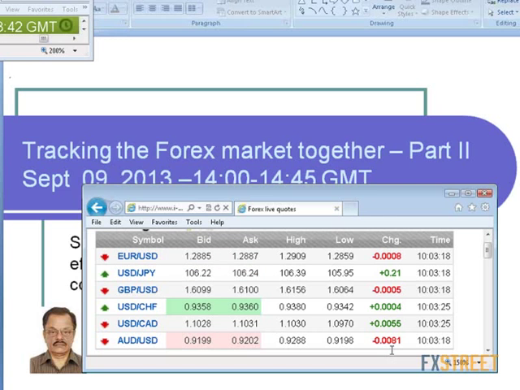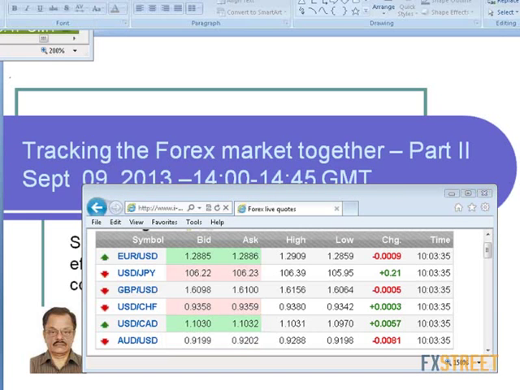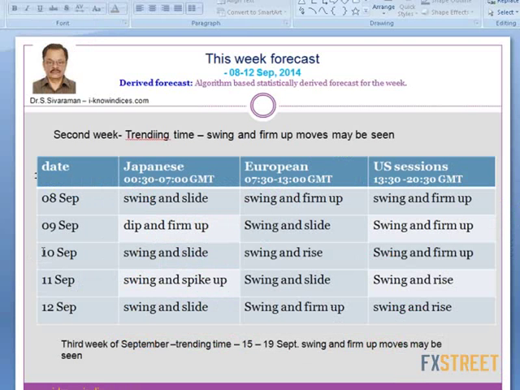So now we'll look into the other forecast that I explained. During the Japanese session, they made the dip and the firm up. Then subsequently, they made the swing and the slide during the European session. But I took a buy and sell trade during the European session. I'll explain to you what happened to those trades. Then they made the slide actually. Now they are expected to make the swing and firm up move in the case of Euro and GBP, but in the case of commodity pairs, they will be making the USD gaining move. So that I explained.